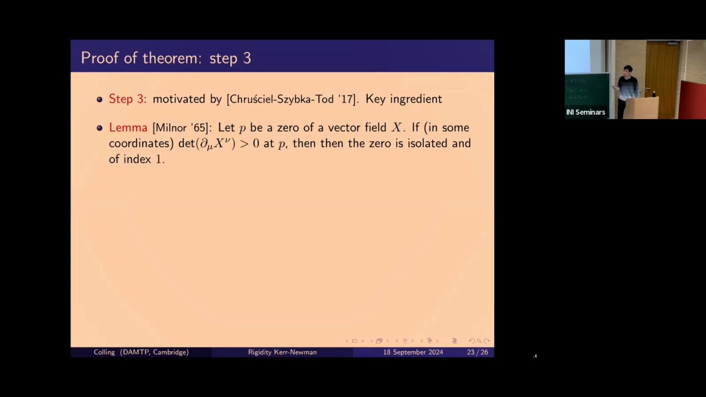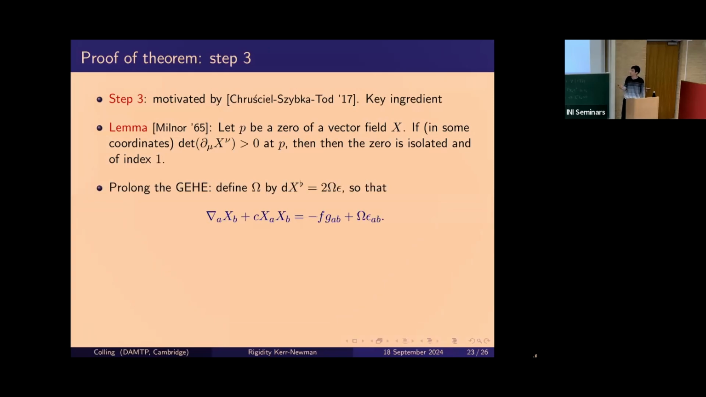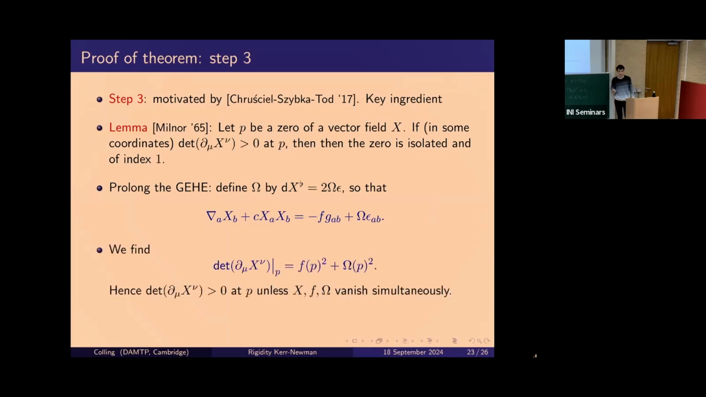So the goal will be to calculate this determinant from the equations. However, the equation only prescribes the symmetrized part of the derivatives of x. So what we need to do is prolong the equation, introduce some function omega containing the anti-symmetric part of the derivatives. So that's just dx is 2 times omega times the volume form. And then the prolonged equation looks like this. And from here, well, at a zero of x, this x squared term will disappear. So we can simply calculate this determinant. And it's going to be positive unless at this point where x vanishes, also both f and omega vanish.